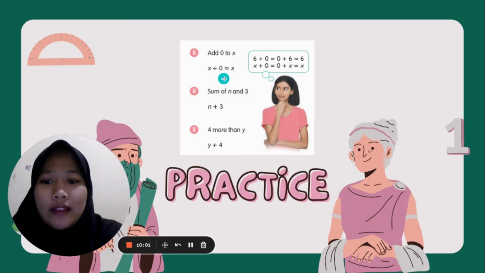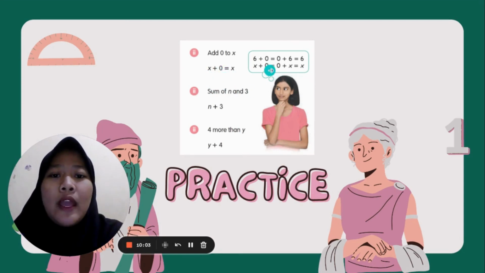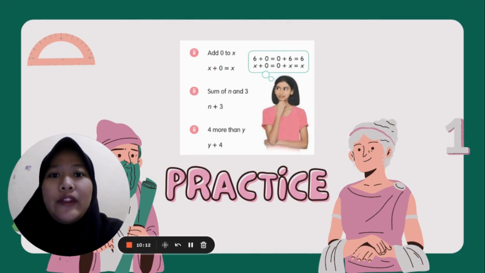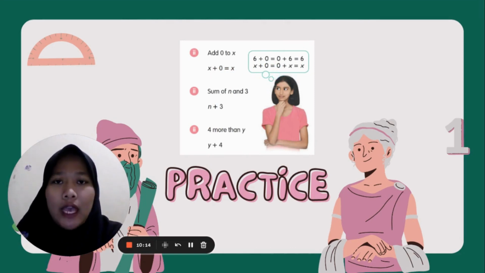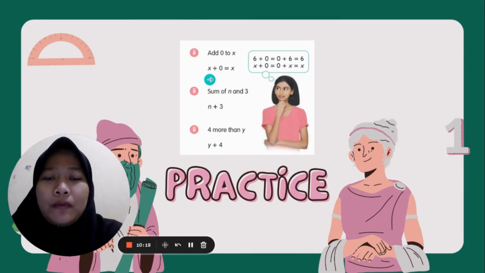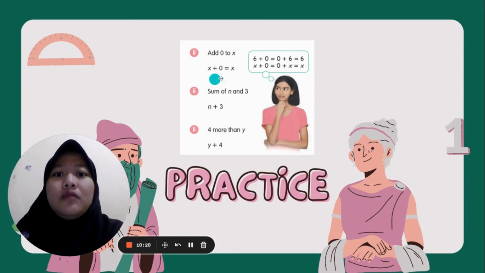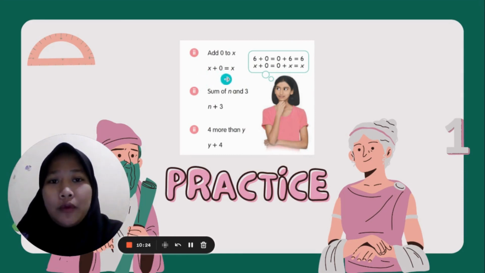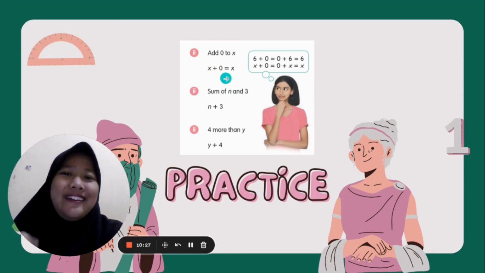Why is it like that, miss? Take a look again. Every time you add something with 0, the result will be that something. So every number you add with 0, the answer will be the number itself, and it applies also to letters. So if I write s plus 0, the answer will be s. If I say r plus 0, the answer will be r.